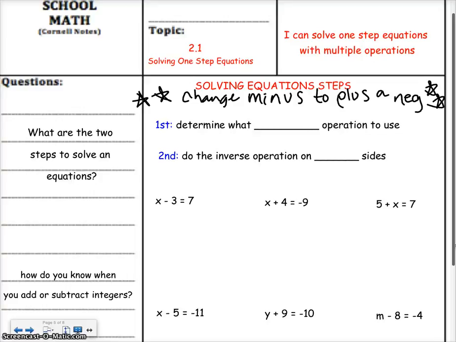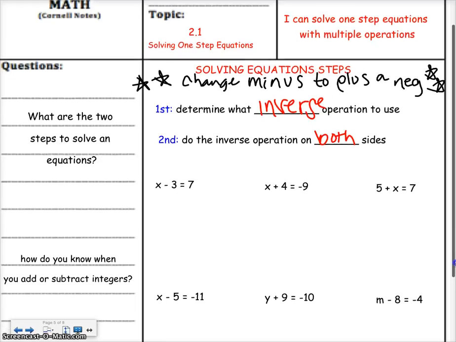So, to solve, you're going to determine what inverse operation to use. And then you're going to do it to both sides. That's that equality. We must use equality properties.